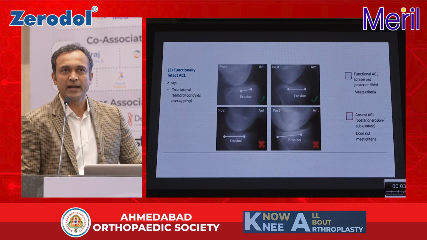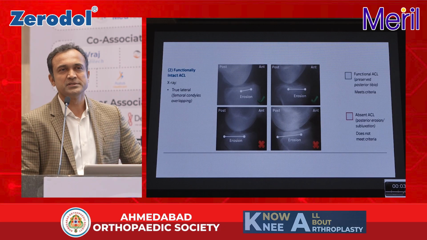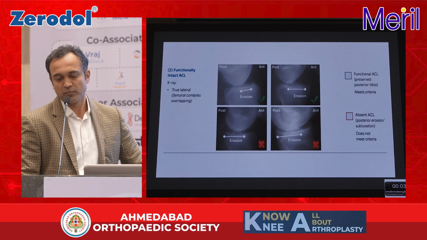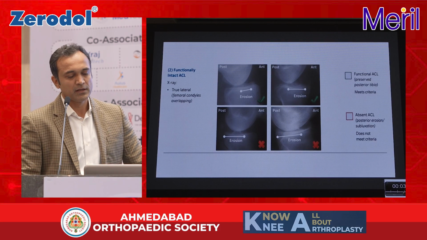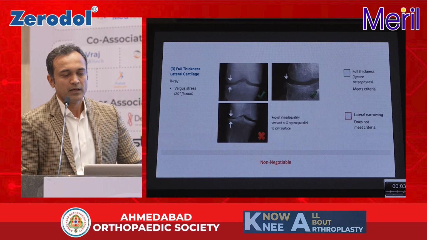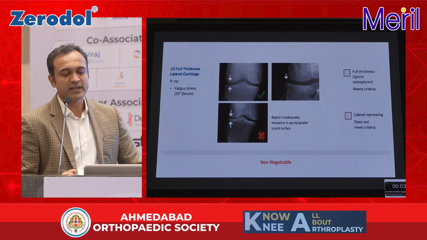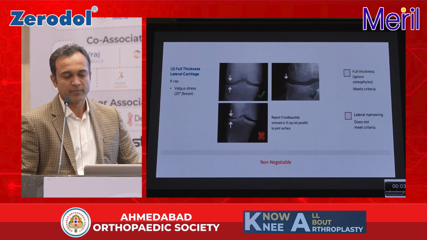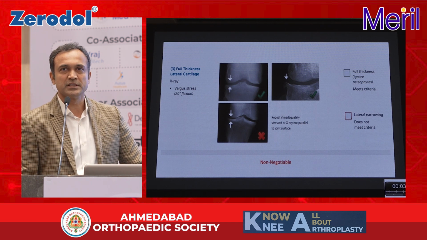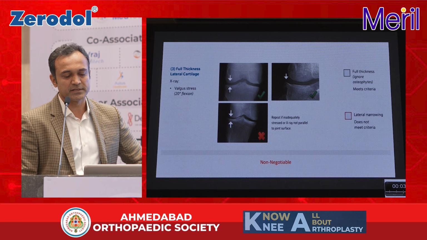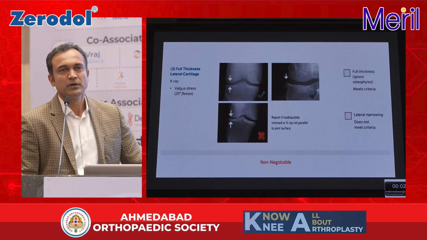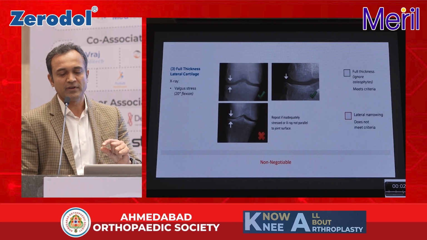For a functionally intact ACL, normally the erosion happens anteriorly or centrally, but never posteromedially. If there is a posterior erosion, then again it is not a candidate for UKA. And there has to be full-thickness cartilage preservation on the lateral side, which again you confirm during the surgery, that a pristine lateral cartilage is present. On a valgus stress view, we should have a good amount of lateral gap present.